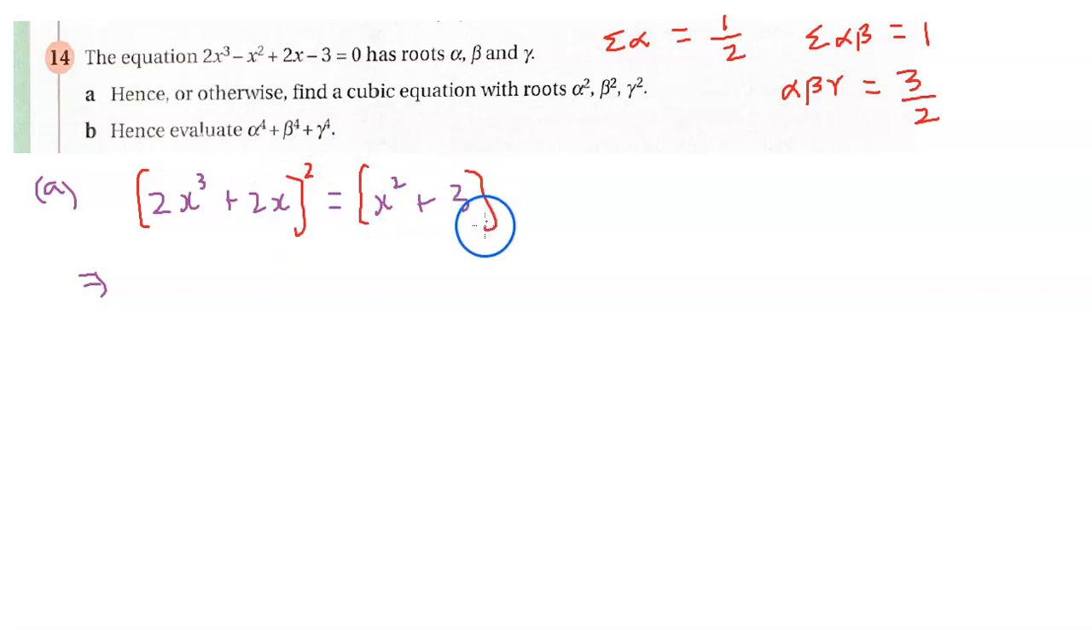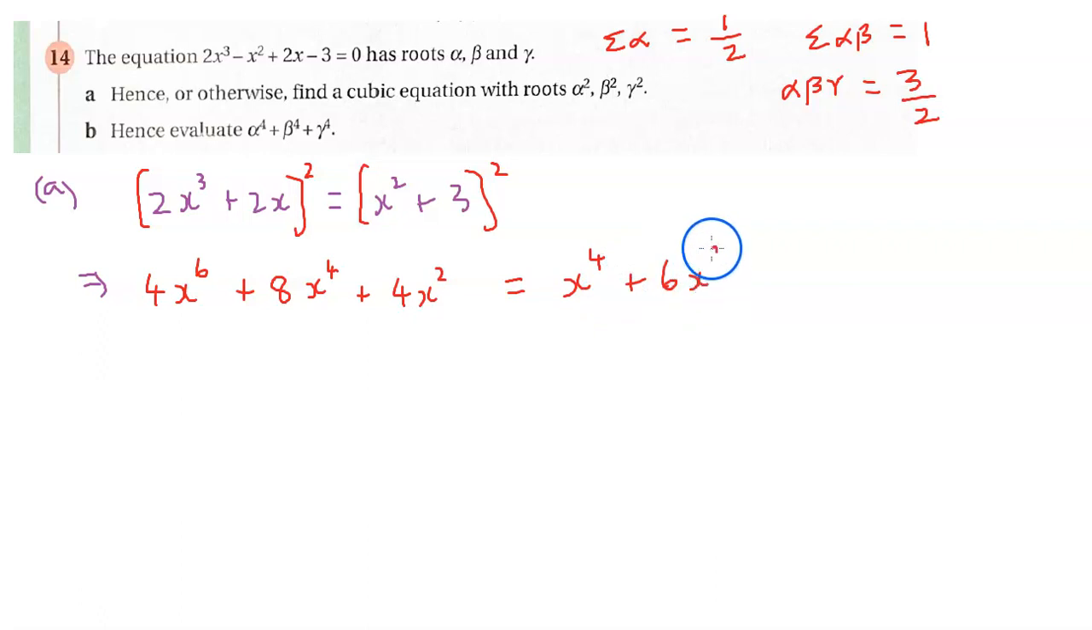we get 4 times x to the power of 6 plus, and then 2 times the product of these ones, so 2 times 4, so 8x to the power of 4, and then plus 4x squared, and that's on the left side. On the other side it's x to the power of 4 plus 6x squared, and then plus 9.